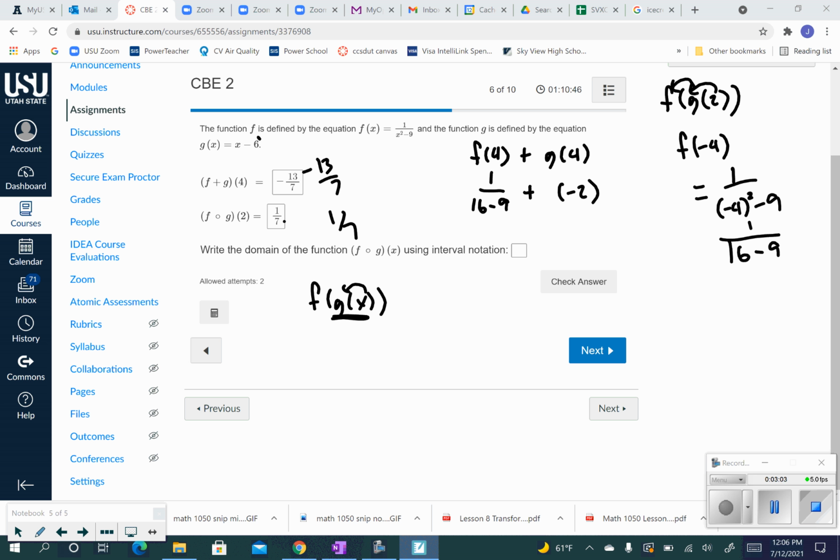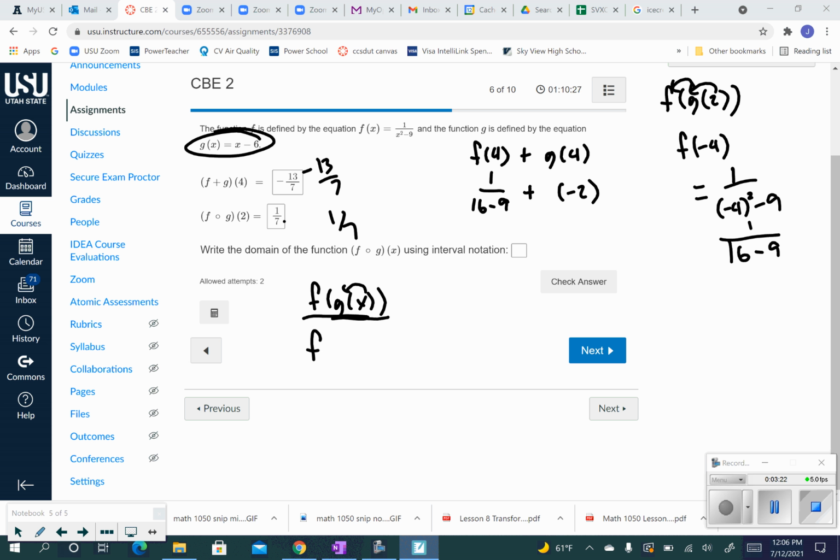So look up at g of x, x minus 6. Ask yourself if there's any restrictions, and there aren't, right? There's no fraction, there's no square root. You can plug anything you want in for x. But check that first. No restrictions on g of x. Now I need to check if there are restrictions on f of g of x on my final solution. So let's find out what that is.